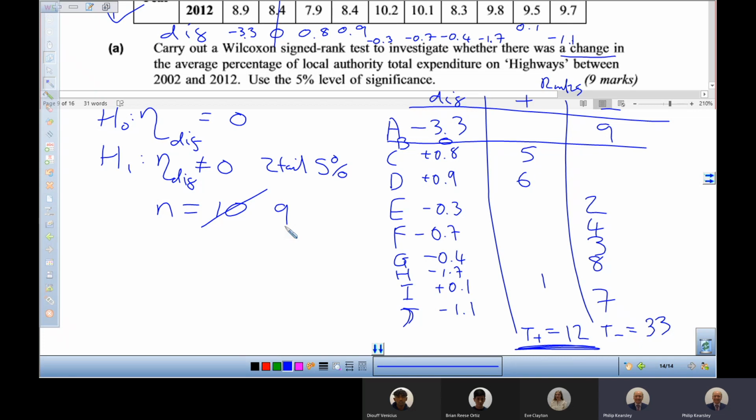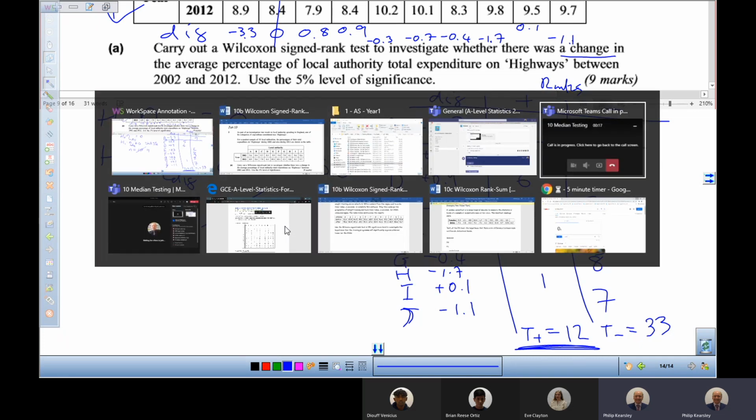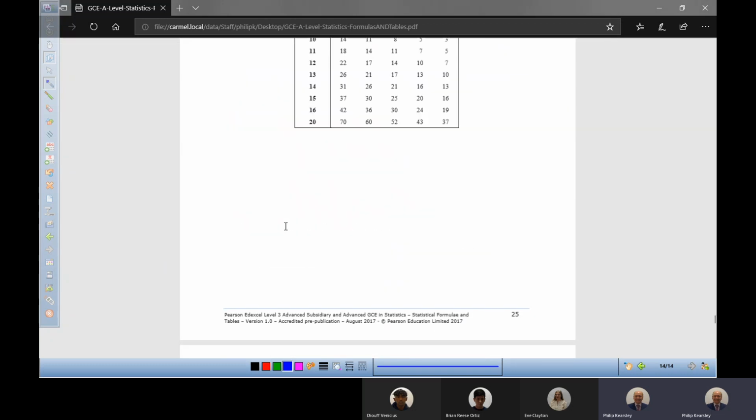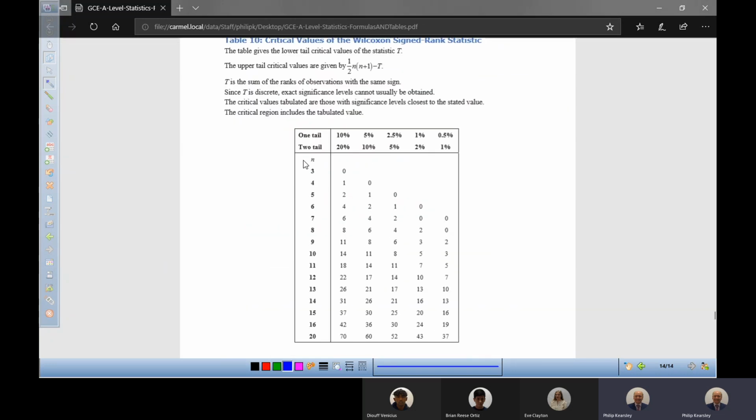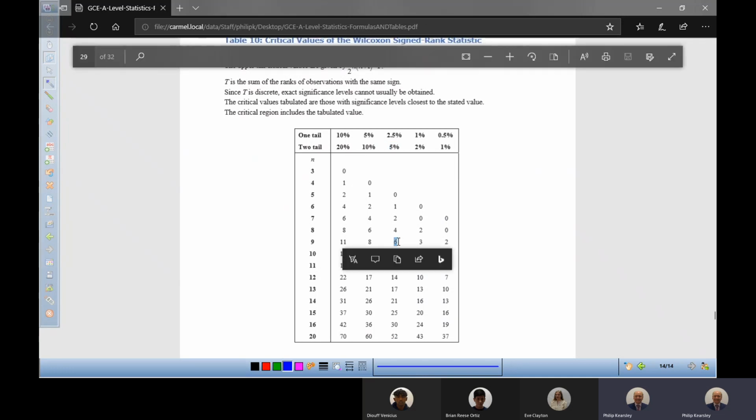We look up table 10. Table 10 looks like this. Two-tail 5%. Is that what we wrote down? Two-tail 5%, so of the two rows of significance levels, we're looking at the second row. 5% means we're looking at the third column. If it was one-tail 5, we're looking at the second, but because it's two-tail 5, we're looking at the third. And sample size, N, is 9, not 10.